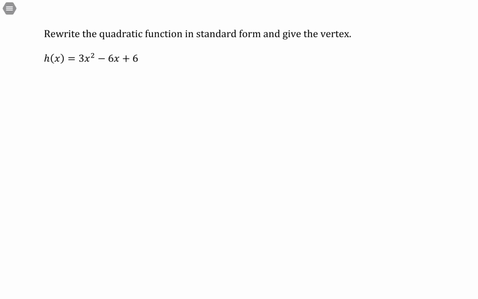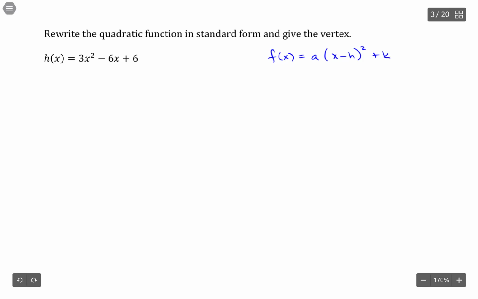So standard form of a quadratic looks like f of x equals a times the quantity x minus h squared plus k. And the nice thing about that form is it's very easy to locate the vertex. It's just at the coordinates h and k, so you just read them straight from the formula. The only thing that's tricky is there's a negative in front of the h, so you have to take care to take the opposite of that value.